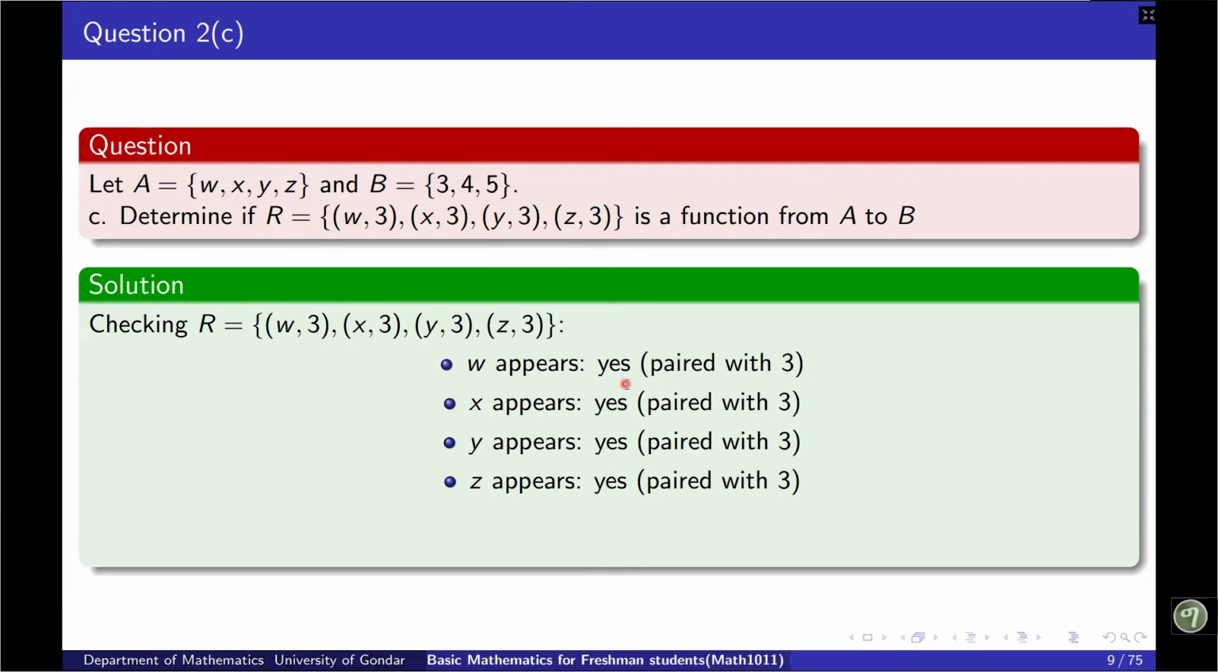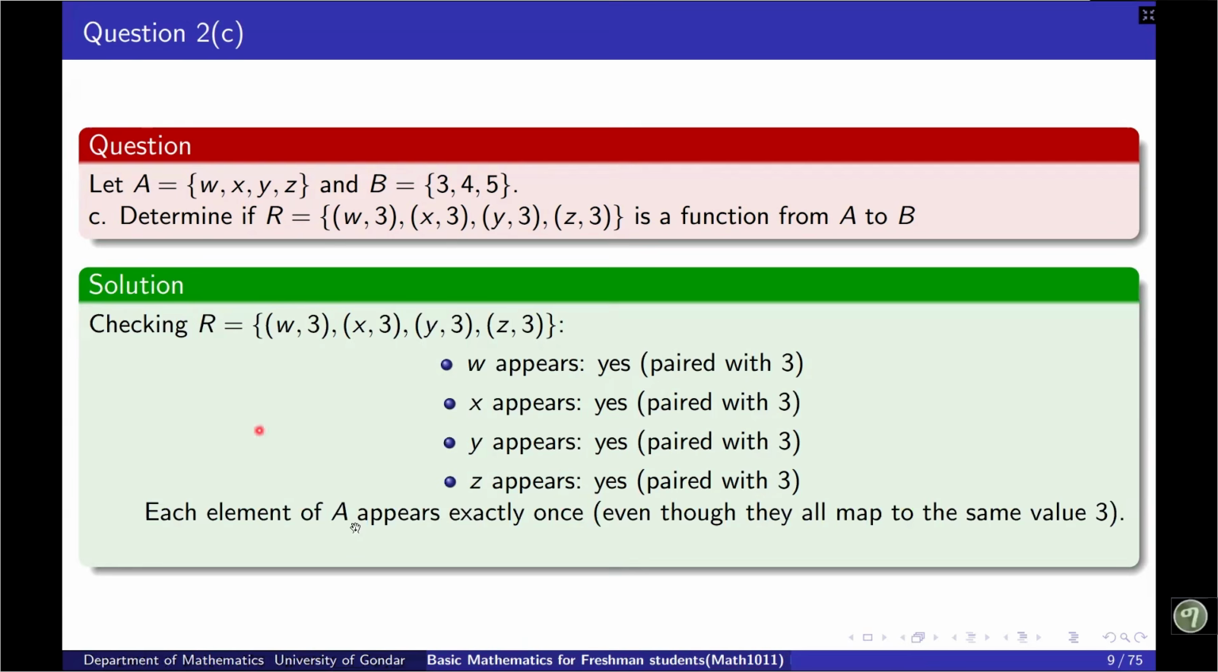function or relation. Therefore, because each element of A appears once, even though they map to the same element, that's simply 3, and the domain of the given relation is set A, so that there is a function, or a constant function, from set A into set B.